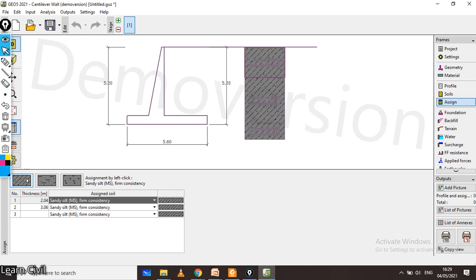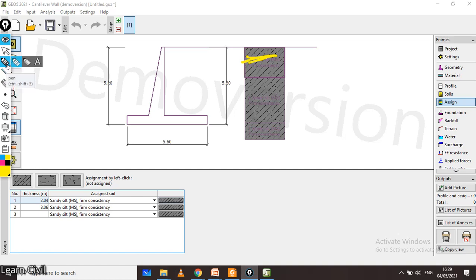and select this first soil mass, that is sandy silt. You can see here it is already assigned, first soil type. I think it is difficult to see, but if you see minutely, it is already assigned. All the soil masses are assigned as sandy silt, that is the first property.